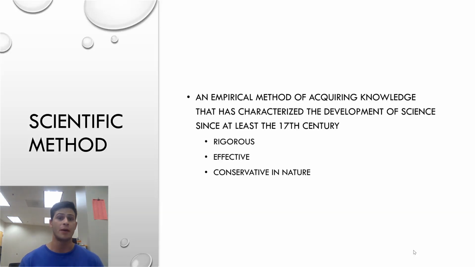Now, the scientific method is basically an empirical way of acquiring knowledge in a very robust sense, and it's categorized the development of science since at least the 17th century, so that's the 1600s. So this is a very, very well-tested method that is frequently used and employed over and over again in different scientific disciplines. And it's useful and it's persisted this long because it's rigorous, it's effective, and it's conservative in nature. And we're going to go over exactly how each of these things applies in the following slides.